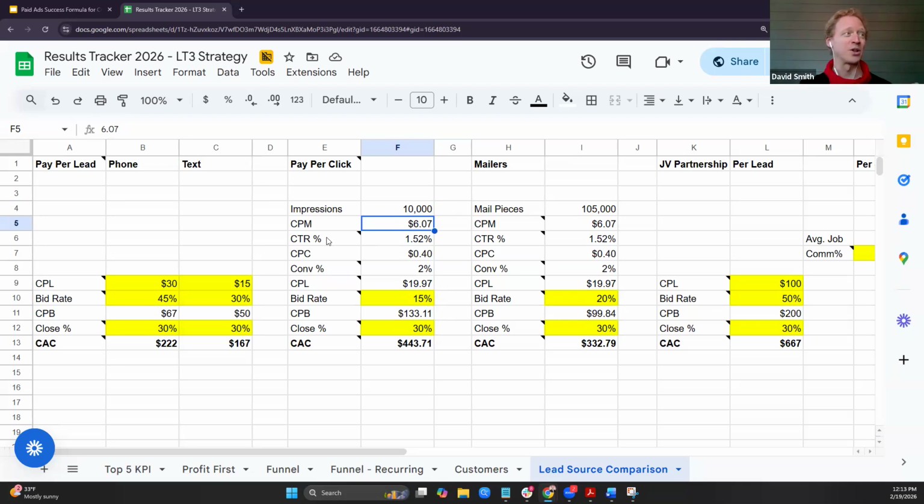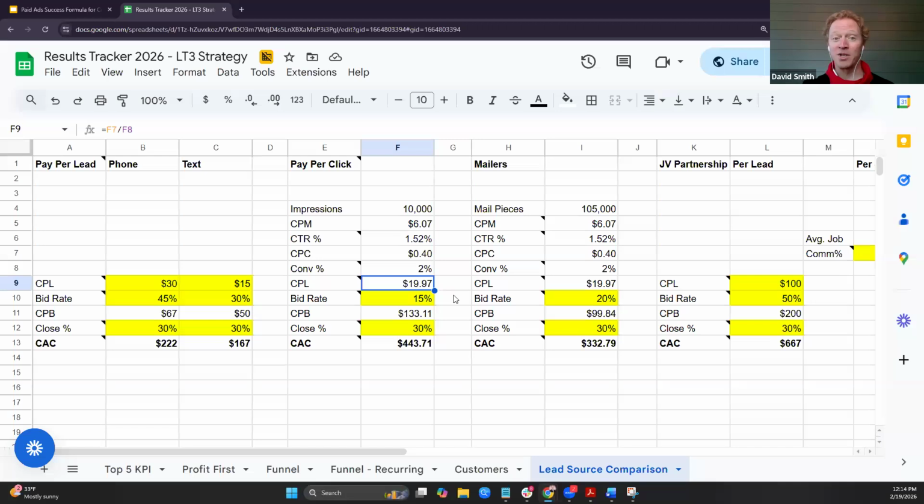What percentage of them click? That's your CTR, your click-through rate. Again, the quality of your ad is going to determine how good your click-through rate is. So if we just take a general average of 1.52%, that's just an industry average. Again, you'll want to plug your actual number in here so you know how you're doing. It means your cost per click is 40 cents. And what percentage of those clicks actually turn into a lead, whether that's a phone call, a text message, or filling out the form, requesting a bid, whatever you've set as the goal for the ad campaign you're running. Let's just say for this purpose, it's 2%, which means your cost per lead is about $20.